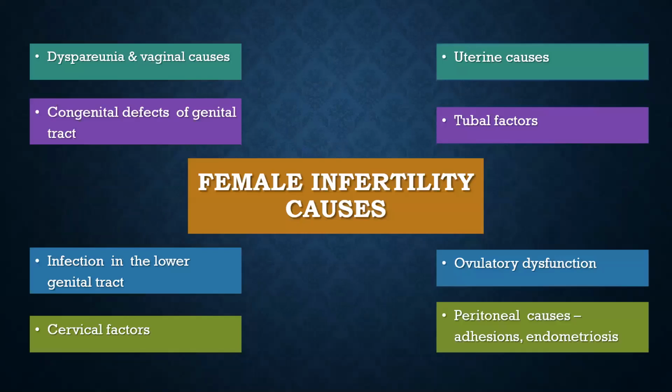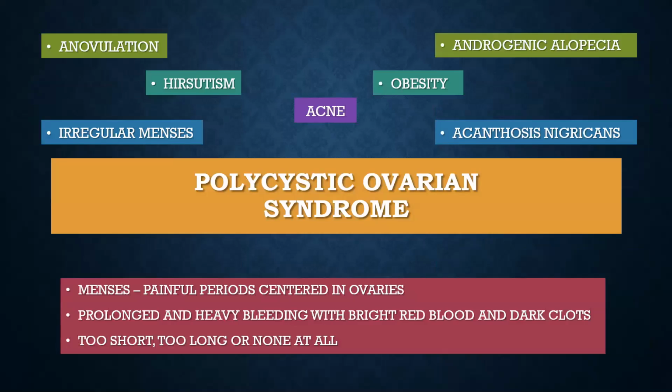Now, the causes are widely recalled as the uterine causes, we have tubal factors, peritoneal causes, ovulatory dysfunction, cervical causes, infections in the lower genital tract, congenital defects of the genital tract, dyspareunia, and vaginal causes. Now, first one, we are going to highlight the ovarian factors. Under the ovarian factor, the most important condition that can lead to infertility is polycystic ovarian syndrome.